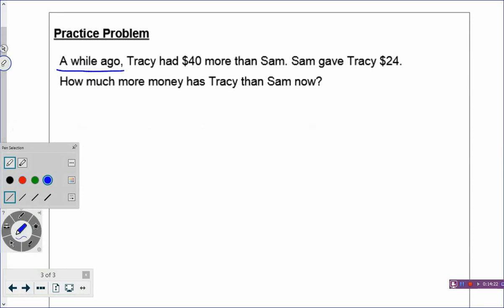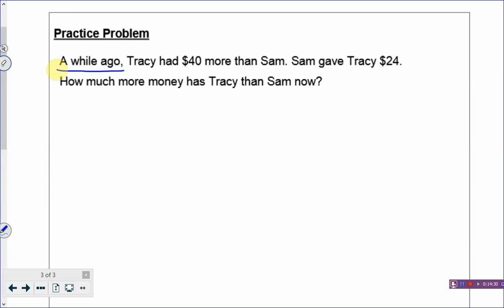A while ago, which is before, all right? Of course, you need to highlight. You will know it's a before and after when you start reading. You have to read the whole question, and as you read the whole question, then you will have a feel and understand whether it's a before and after. So a while ago, Tracy had $40 more than Sam. Sam gave Tracy $24, right? And then how much more money has Tracy than Sam now? So it is a before and after. How do we know that? Because of the phrase, a while ago, and then because of the word now. So before and after. And then what is the change? The change is Sam gave Tracy some money. So that is the change.